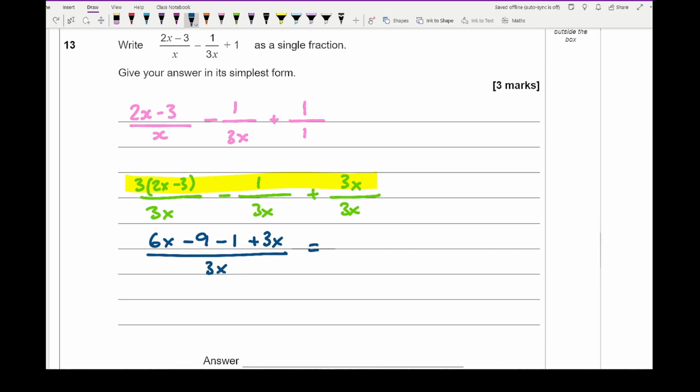So then simplifying the numerator, what I'm going to end up with is 9x minus 10 over 3x. Then just do a little check. Can I simplify that? No, I can't. So I'm going to leave it as that. And again, we don't want to split that fraction up because the question does ask us to write it as a single fraction.